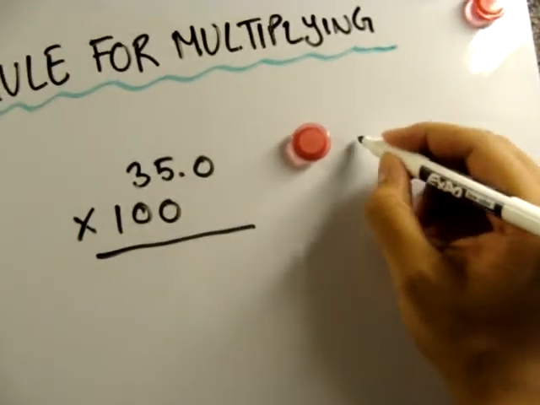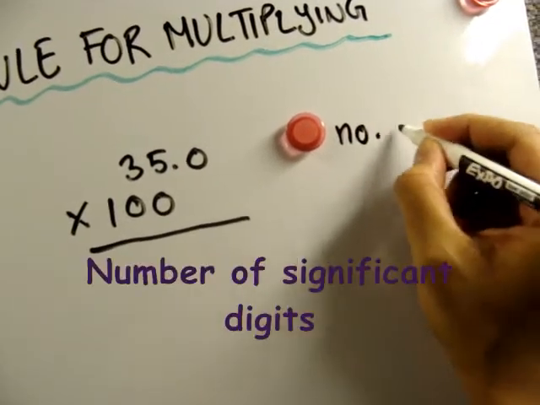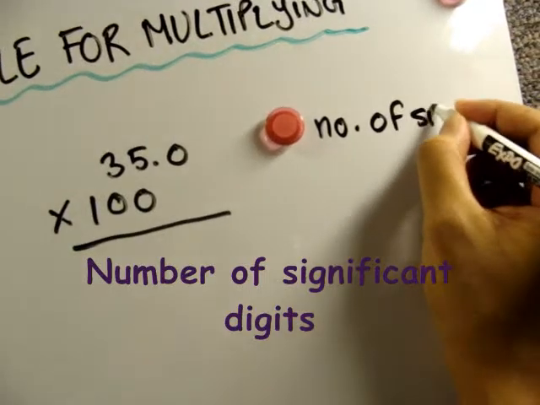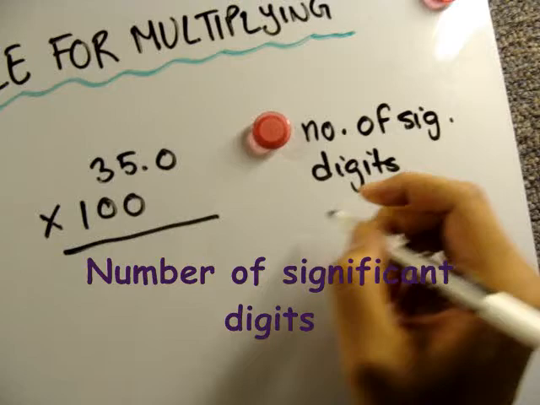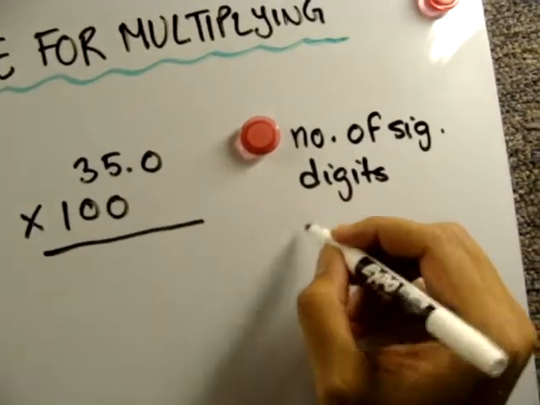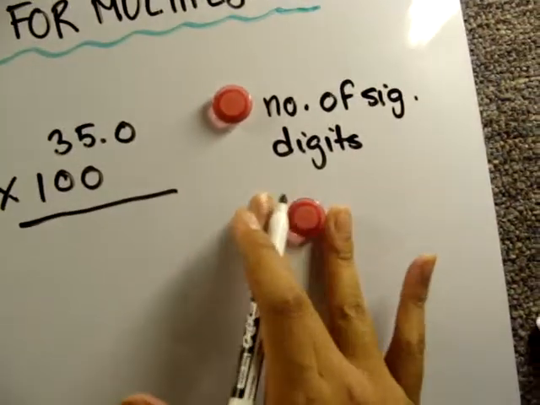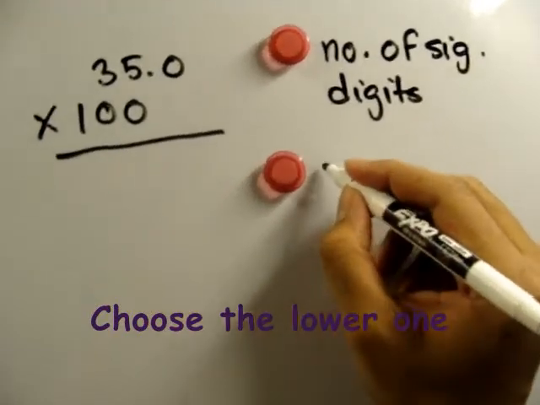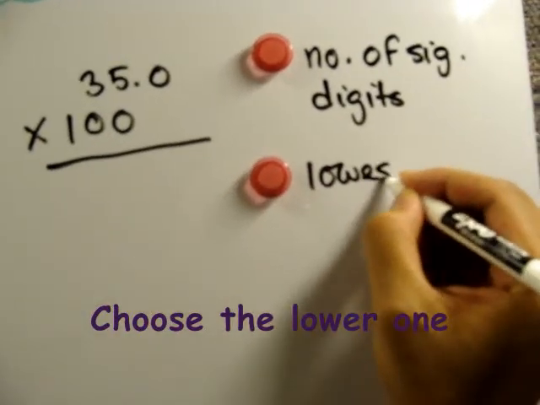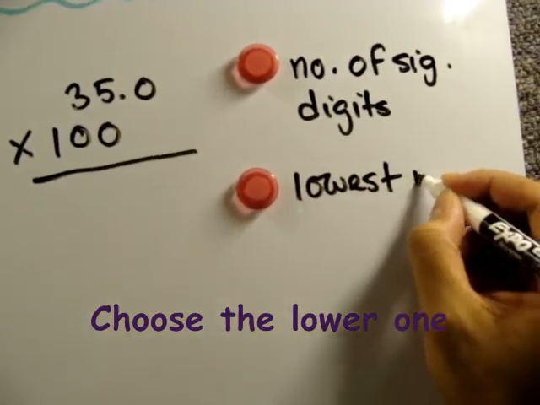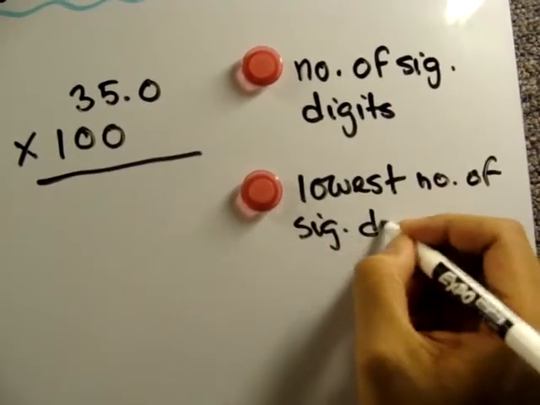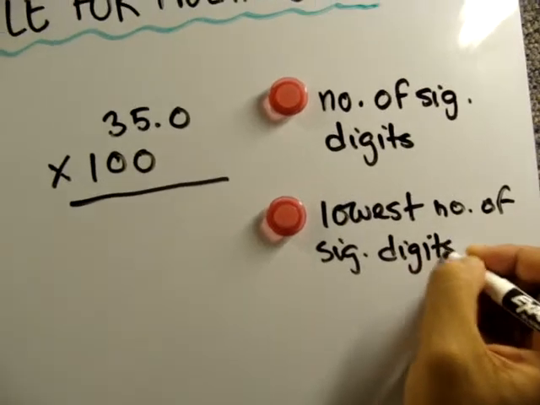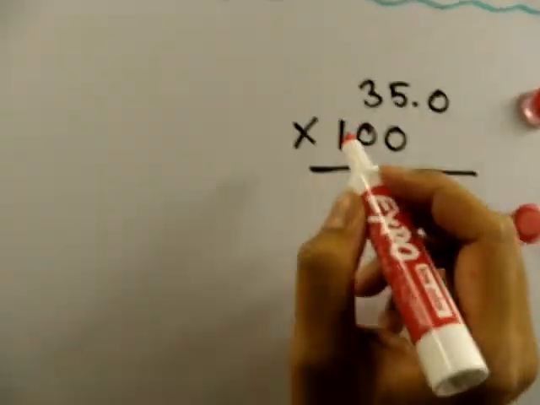The first rule is that instead of looking for guess digits as last time, we look for the number of significant digits in both numbers, so this one and this one. And our second rule is that after we get the number of significant digits, we choose the lowest number of significant digits. The one that has the lowest number of significant digits is the one that we choose. So let's come back to the problem here.